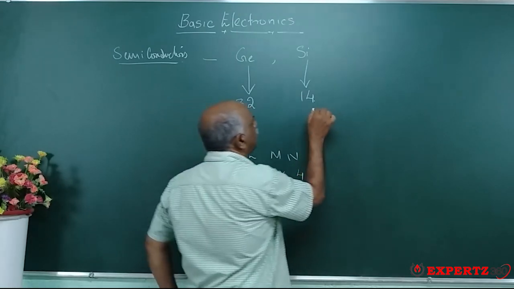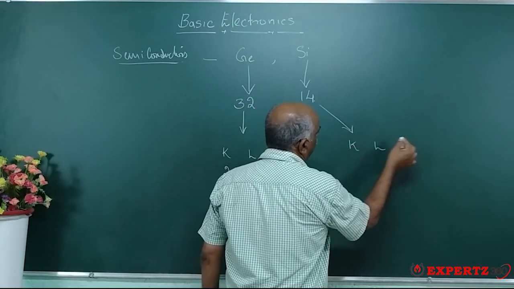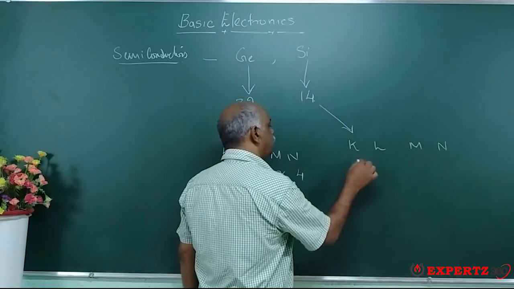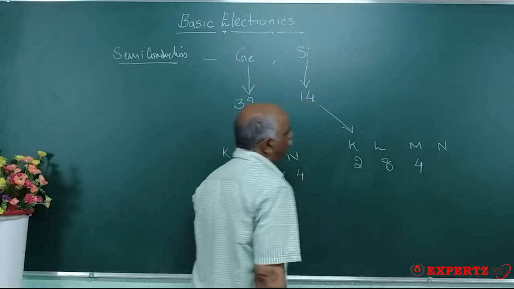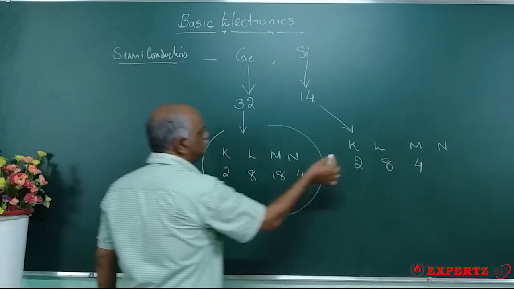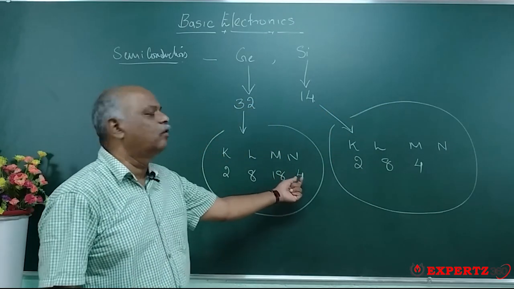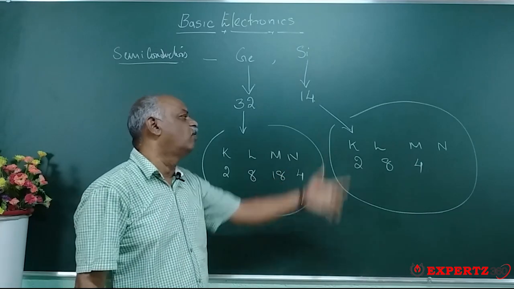Similarly, silicon: K, L, M, N. It will be 2, 8, plus 2 is 10, the rest is 4. So this is the electronic configuration. The outermost orbit consists of 4 electrons. The outermost orbit is the valence orbit, and it consists of 4 electrons.